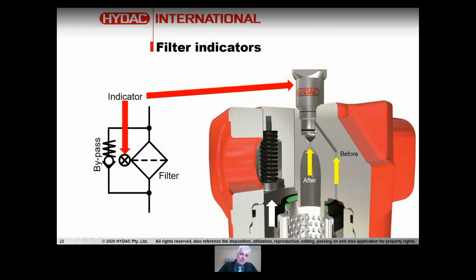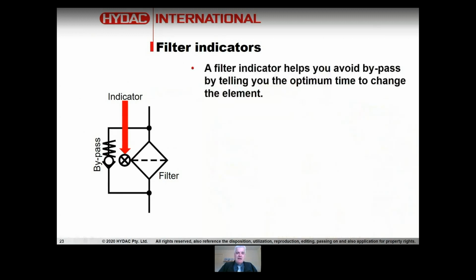These 2 points are sealed with an O-ring, and this is therefore going to be reading what the pressure differential is across the element. So that's how it's established. So that's going to be our watchdog. So the filter indicator helps you avoid bypass by telling you the optimum time to change the element.